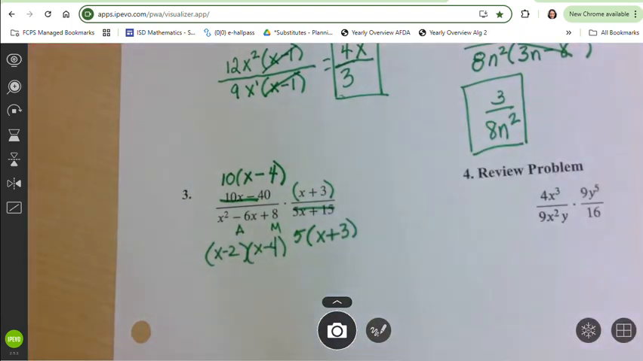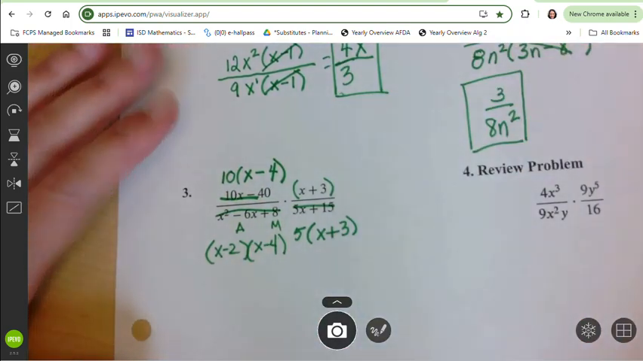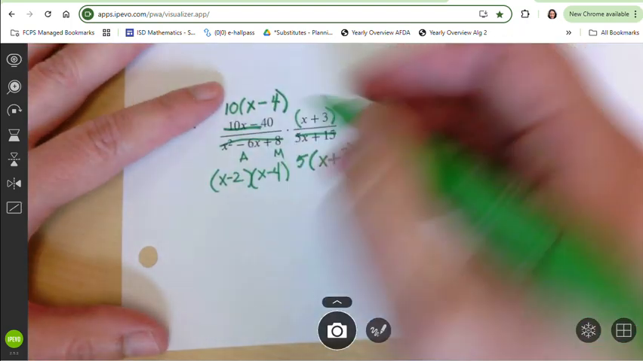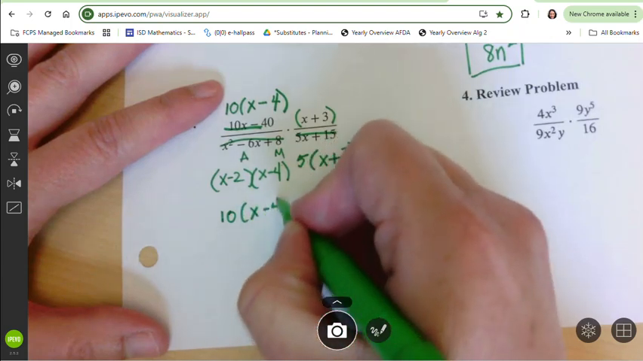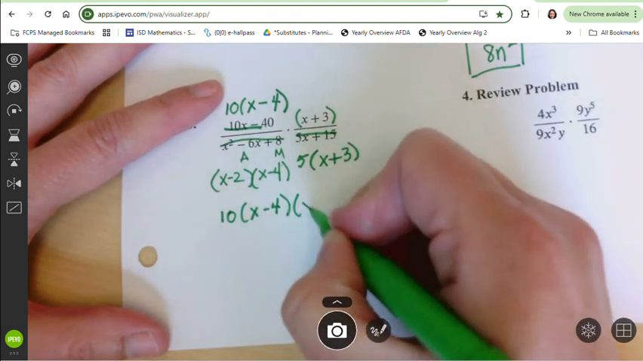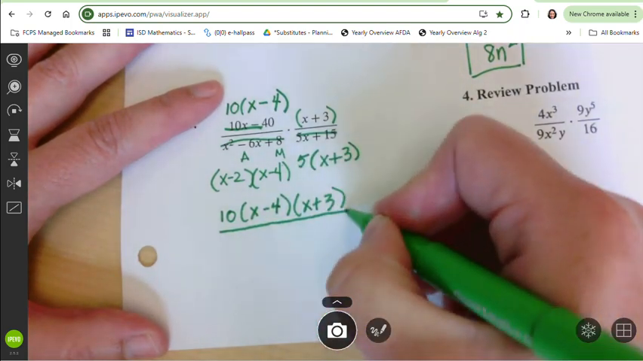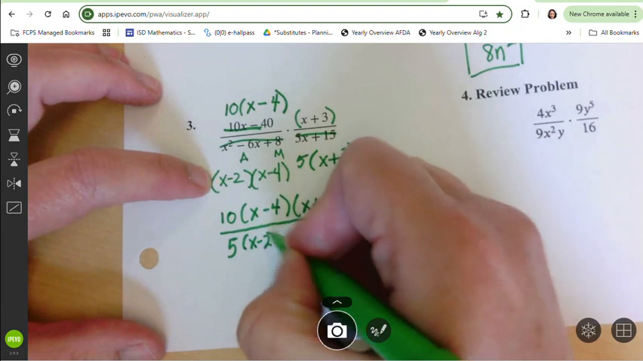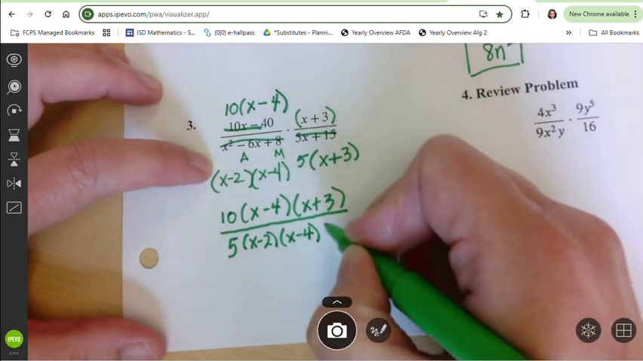Now, Ian points out now you can just like cross them out. You don't have to rewrite it, but I just like to keep things organized so you can see where everything's going. So if you're understanding this and that makes sense to you, feel free to do that. I'm just going to write mine out again. So 10 times x minus 4 times x plus 3. I'm going to move this 5 out front so I don't lose track of it. x minus 2, x minus 4, and x plus 3.